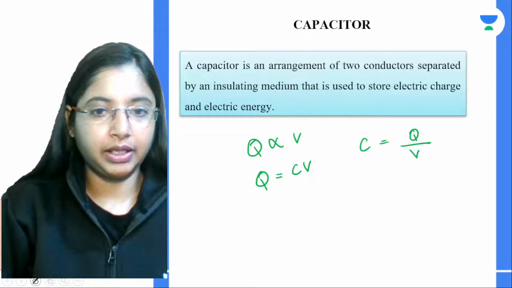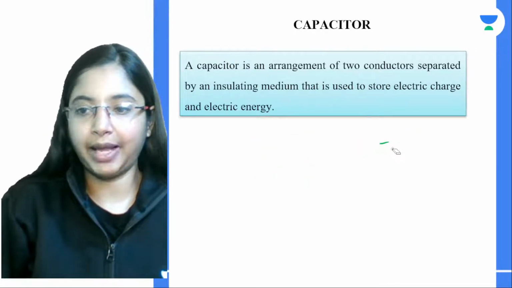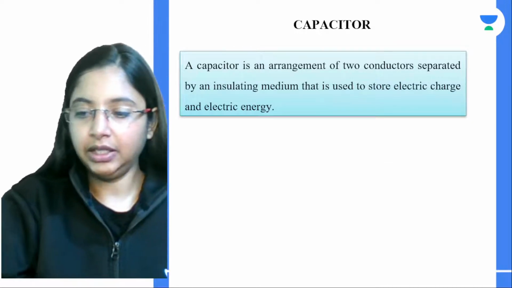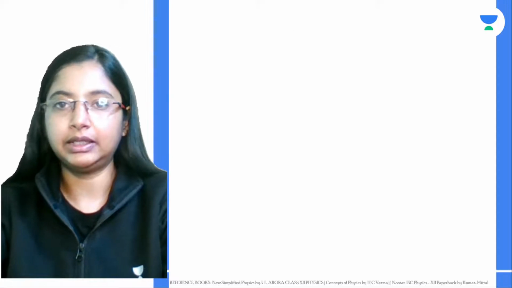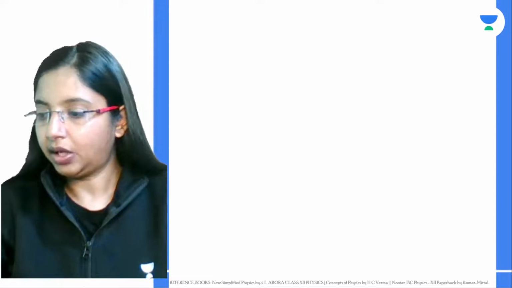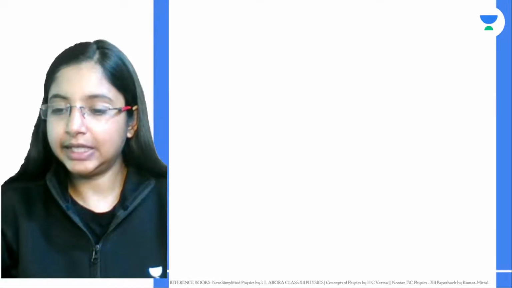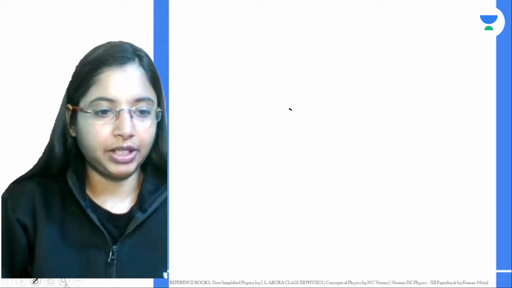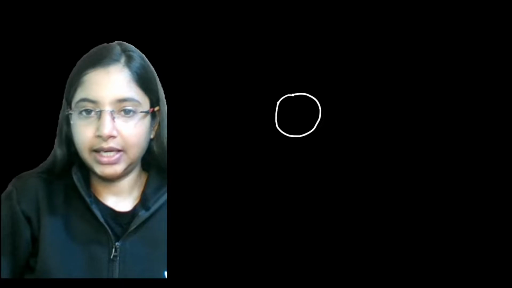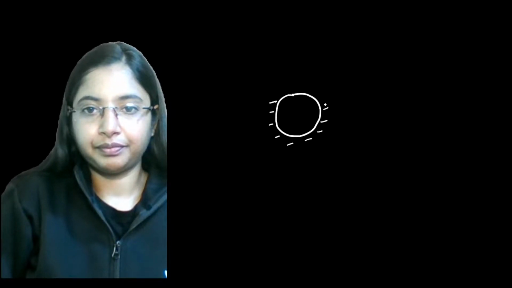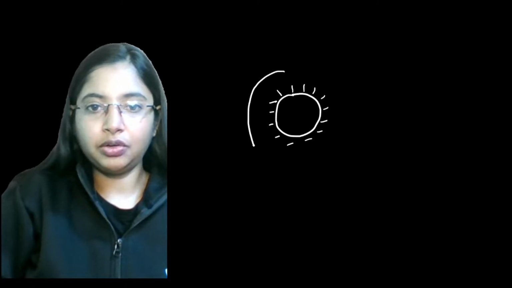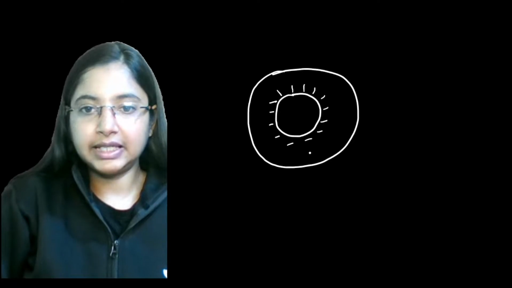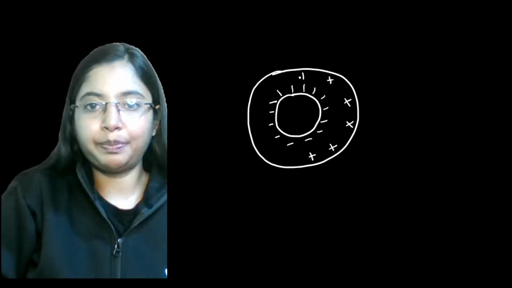Now, other than this particular capacitor, whatever we saw was a parallel plate capacitor. There are two more shapes that we can see. One is the spherical capacitor, another is the cylindrical capacitor. For the spherical capacitor, let's say you have a capacitor in circular form, and let's say the charge over here is negative. Enclosing this, you have another capacitor and the charge on it is positive. Now this becomes your spherical capacitor.